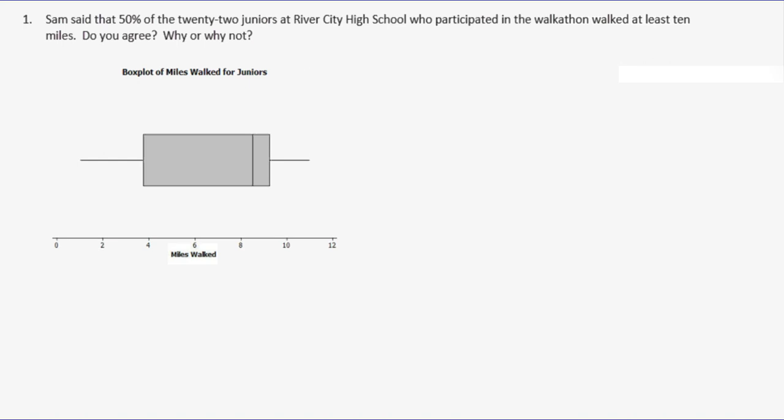Well, it says 50% of the 22 juniors walked at least 10 miles. So as I'm looking here, here's our 10-mile mark, right? And we want to have at least 50% walked past that. So if I'm thinking about drawing a line here, let's think about how that compares to our box plot.